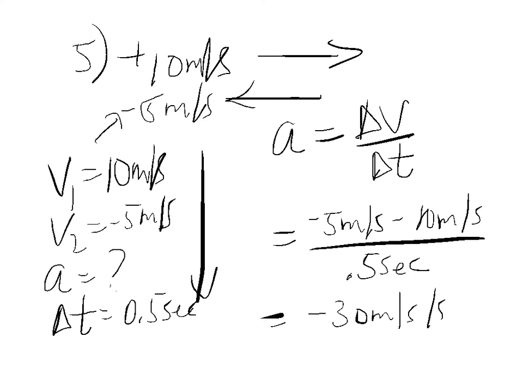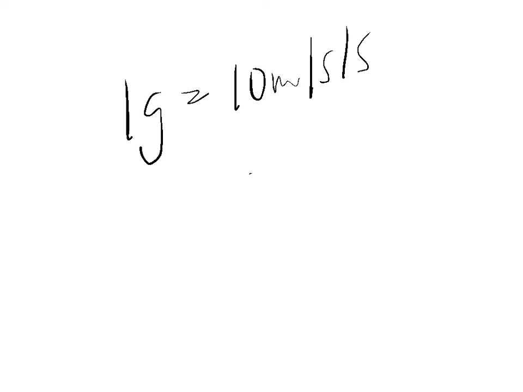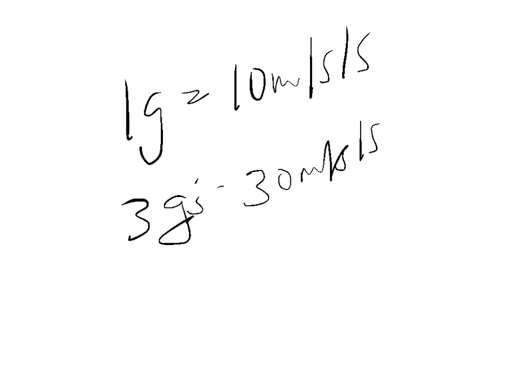And the very last thing that the question asks us is, how many G's is this? And it does say that 1G, here we go, 1G equals 10 meters per second squared. And so if you have an acceleration of 30 meters per second squared, that is also known as 3 G's. So no mystery there.